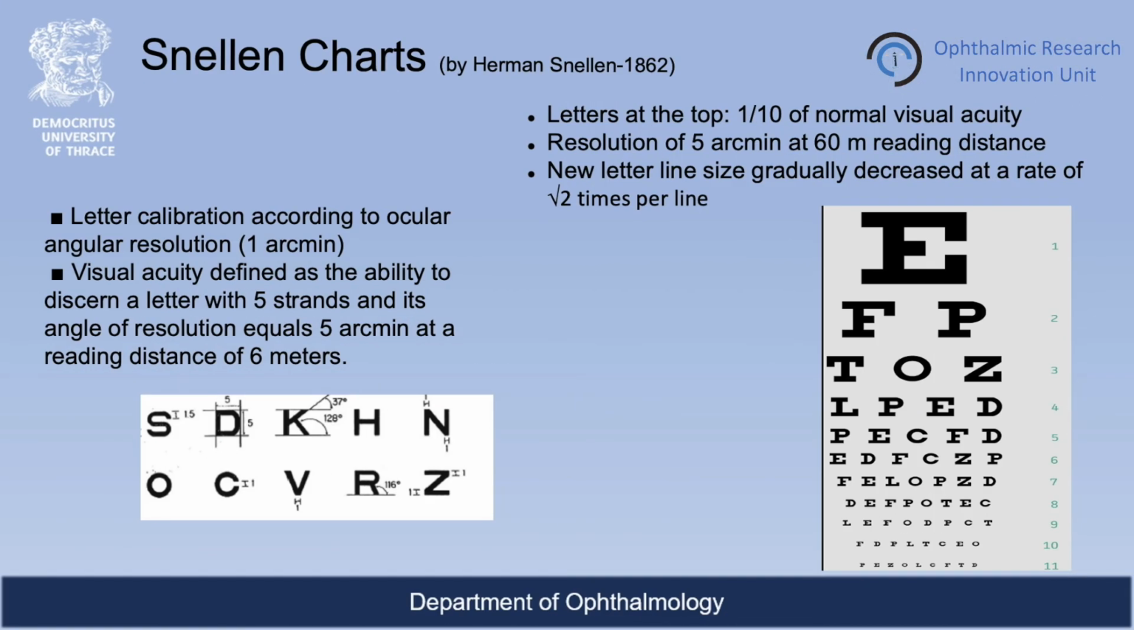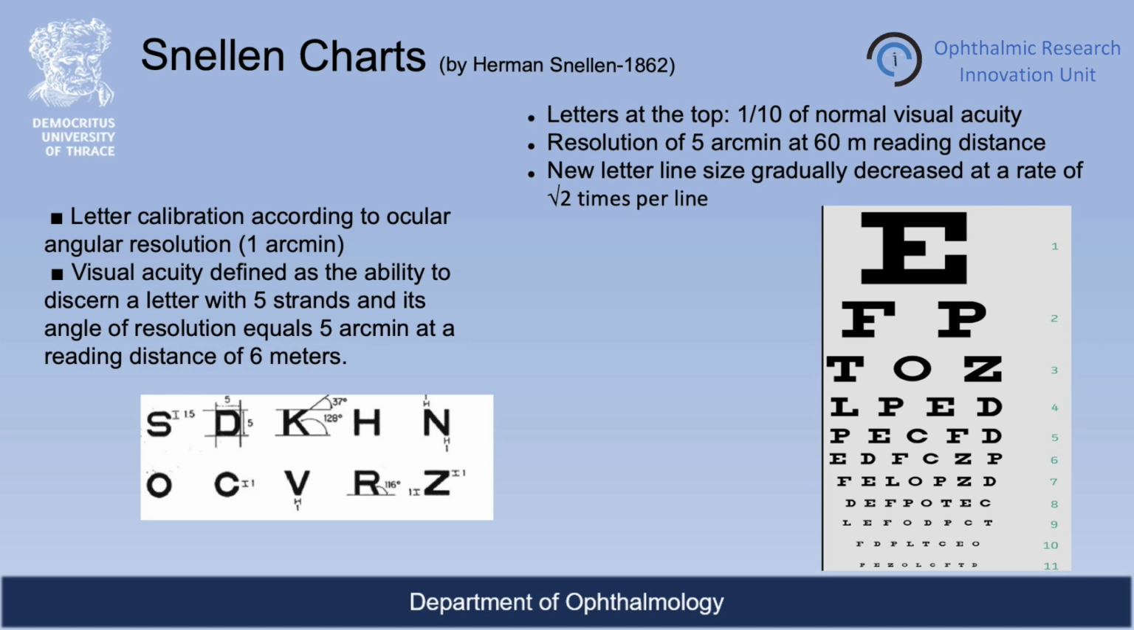Historically, the first visual chart was created by Hermann Snellen in 1862. The calibration of the chart letters was based on the observations of English astronomer Robert Hooke, which indicated that the angular resolution of the human eye is 1 arcmin. Therefore, Snellen defined normal visual acuity as the ability of the eye to identify a letter, which has 5 strands, and its angle of resolution equals 5 arcmin at a reading distance of 6 meters.